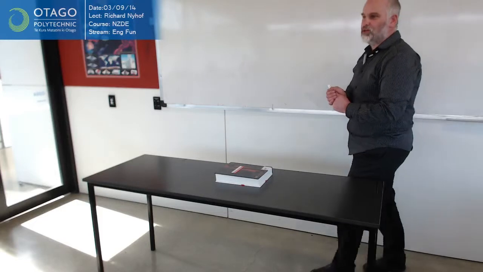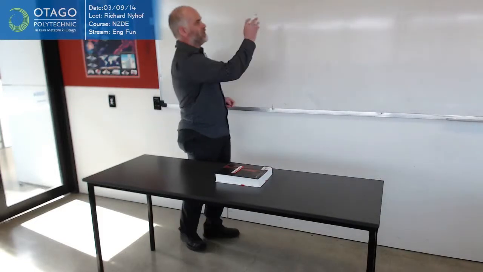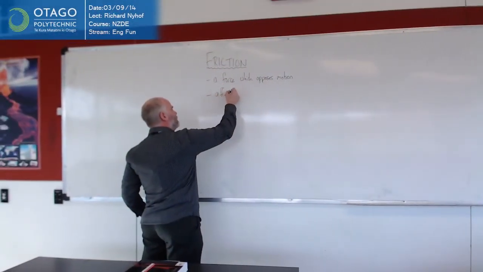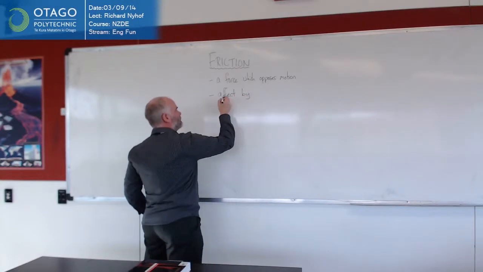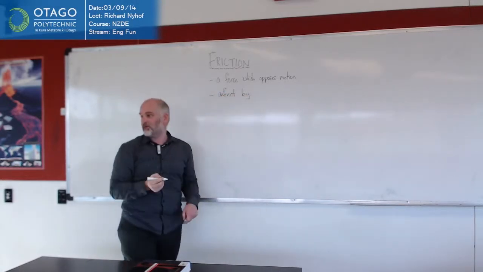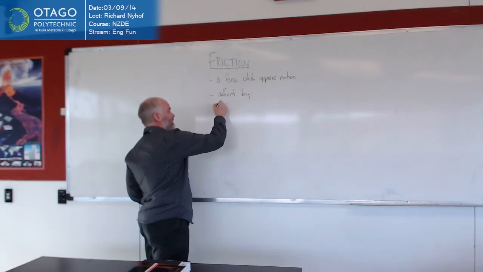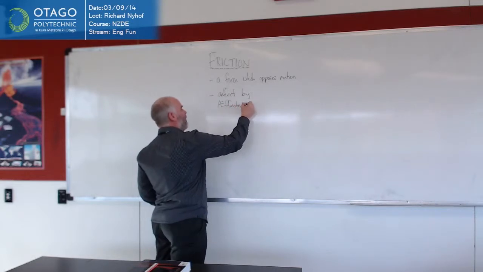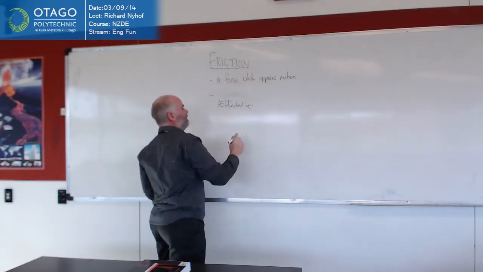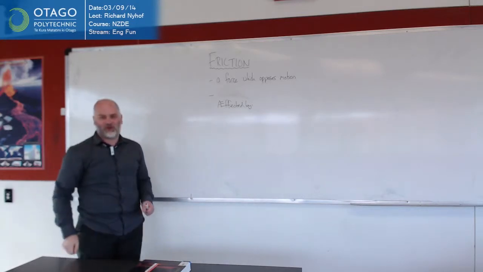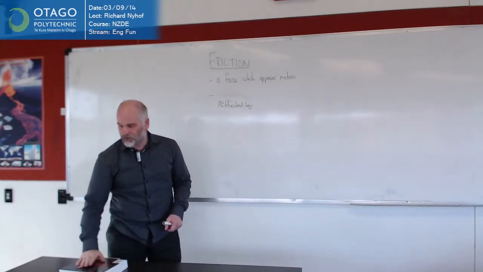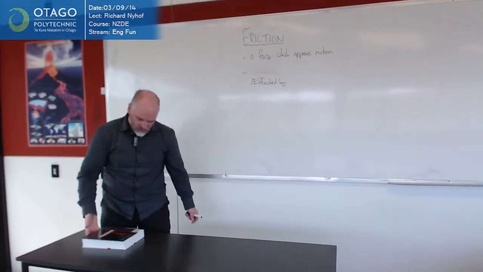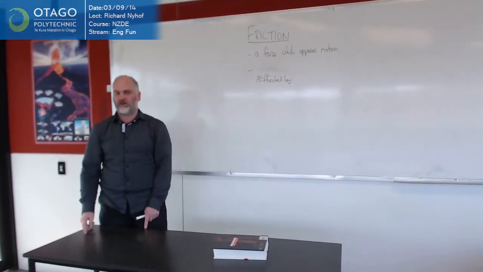Okay, so the second question is, which things affect friction? So it's a force which opposes motion, affected by... Okay. So which things affect friction is the question. What's going to determine how big the force that's pushing back against this is? So I give it a shove. It slows down. What's affecting the size of that force?